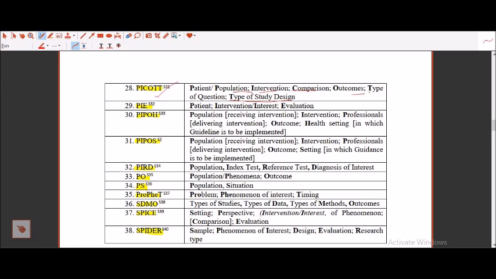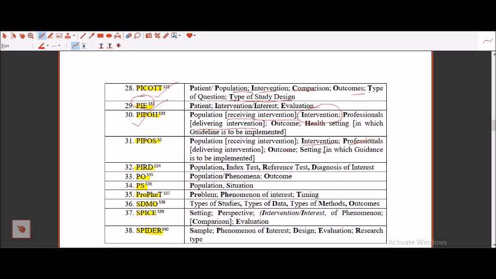Next is PIE, patient, intervention or interest. People, population that is receiving the intervention. Then the intervention itself, professionals that are delivering the intervention, outcomes, health setting. So this goes exclusively for health management, schools of medicine and schools of nursing. PIPOS or PPOS, you can say: population receiving intervention, professionals delivering, outcome, setting in which guidance is to be implemented. PIRD is for the diagnostic studies exclusively.